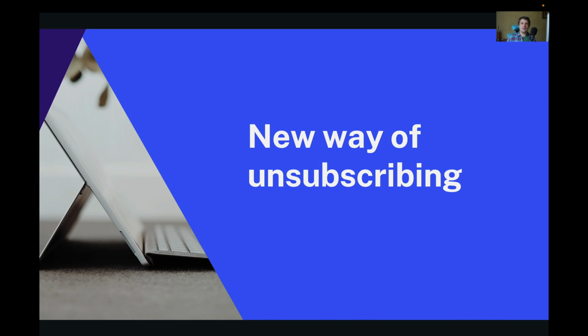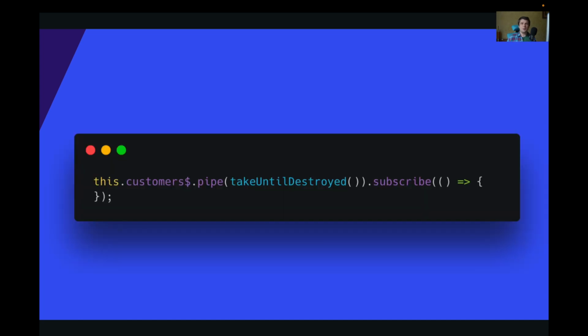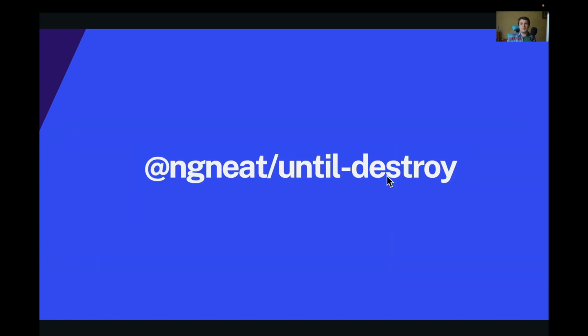Hi, in Angular 16, it's very easy to unsubscribe from your observables. Just use the new operator takeUntilDestroyed. To use it, just simply pass it into your pipes, and it will automatically complete your observables when components, directives, or pipes are destroyed. Basically, it's a native implementation of the amazing library ngneat/until-destroy.